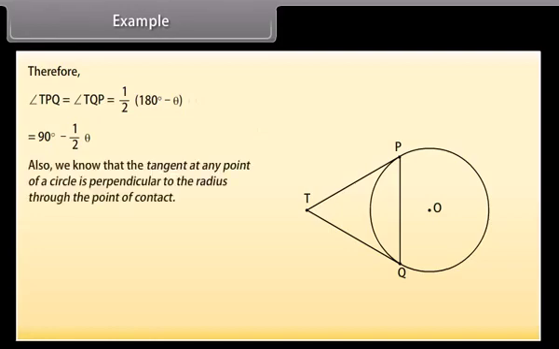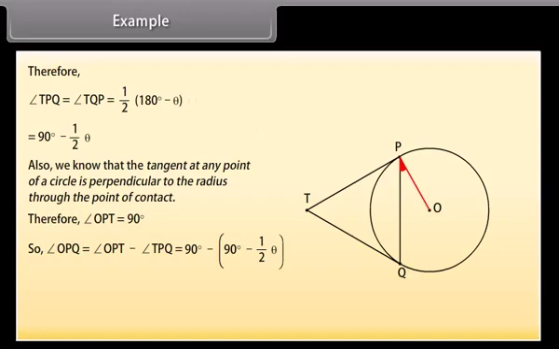Also, we know that the tangent at any point of a circle is perpendicular to the radius through the point of contact. Therefore, angle OPT is equal to 90 degrees. So, angle OPQ is equal to angle OPT minus angle TPQ, which equals 90 degrees minus (90 degrees minus 1 upon 2 theta), equal to 1 upon 2 theta, equal to 1 upon 2 angle PTQ, or angle PTQ is equal to 2 angle OPQ.